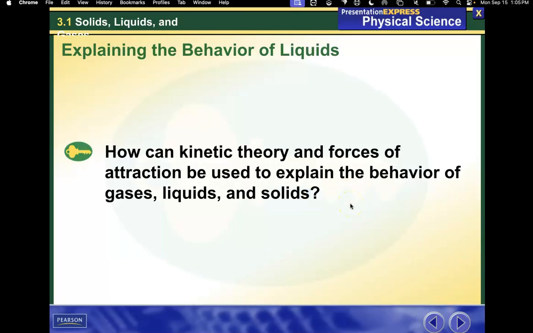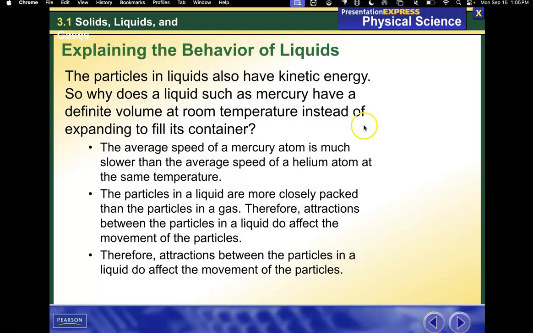How can kinetic theory and forces of attraction be used to explain the behavior of gases, liquids, and solids? The particles in liquids also have kinetic energy. So why does a liquid such as mercury have a definite volume at room temperature instead of expanding to fill its container? The average speed of a mercury atom is much slower than the average speed of a helium atom at the same temperature. The particles in a liquid are more closely packed than the particles in a gas. Therefore, attractions between the particles in the liquid do affect the movement of the particles.